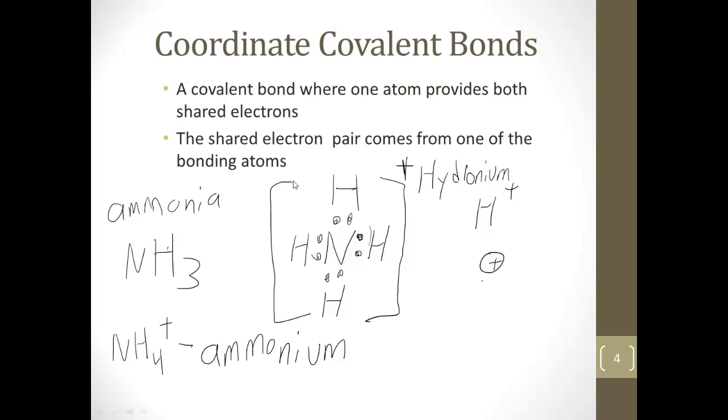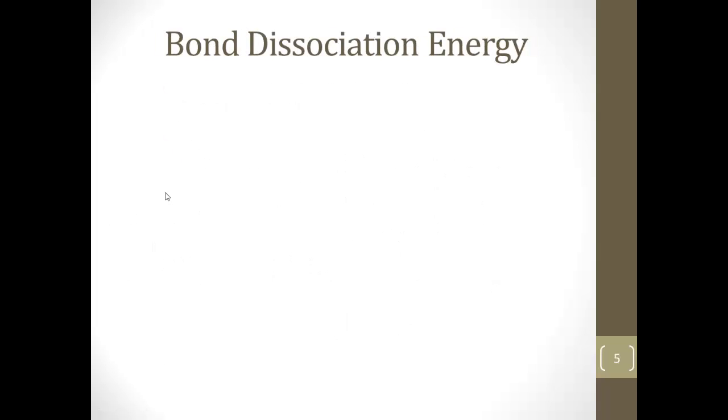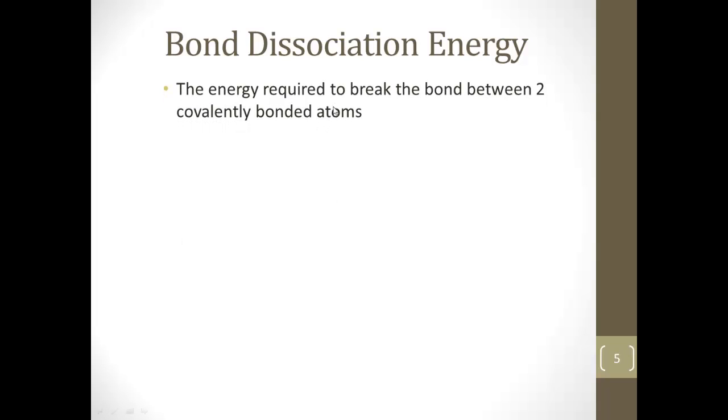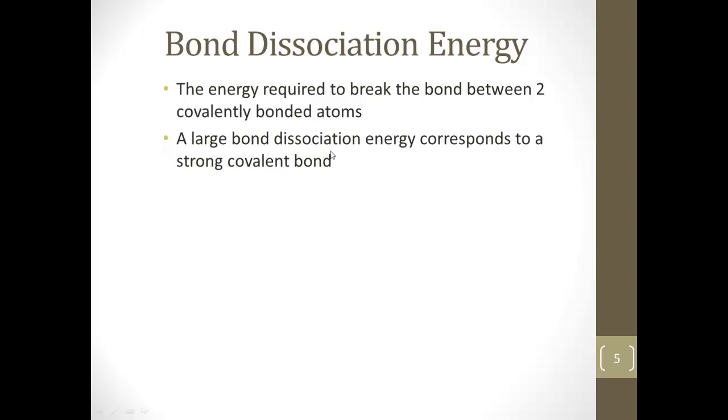All right, one more slide to go through, and that's called bond dissociation energy. Now, early on, we talked about how chemical bonds store potential energy. As the year goes on, we're going to at one point look at the actual amount of energy, but for now, we're just going to look at a definition. So bond dissociation energy is the energy required to break the bond between two covalently bonded atoms. And the amount of energy required has to do with the strength of the bond. So a large bond dissociation energy corresponds to a strong covalent bond. So then the flip side would be true as well. A weak dissociation energy corresponds to a weak covalent bond.